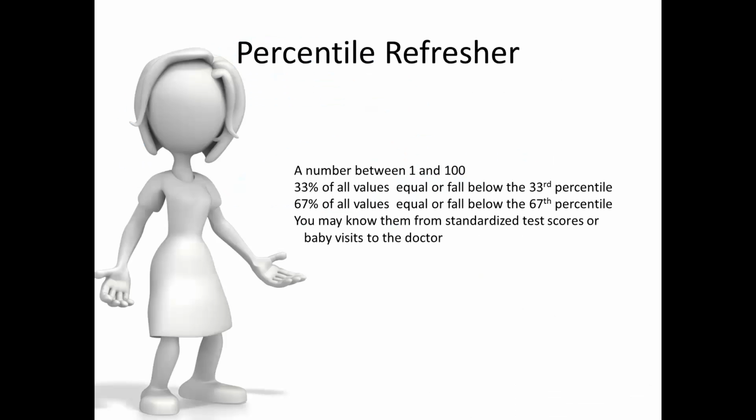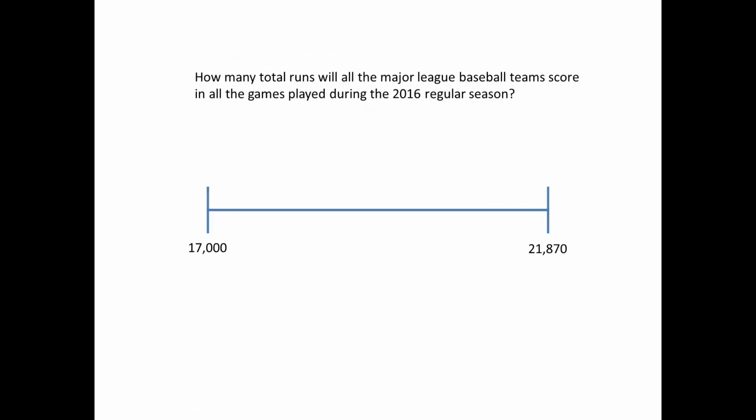We gave them a percentile refresher and reminded them that they may have heard about these percentiles from standardized test scores or when they took their babies to visits to the doctor when they were infants. Then we presented them with an example. We asked how many total runs will all the Major League Baseball teams score in all the games played during the 2016 season. And then I explained how I came up with these estimates.